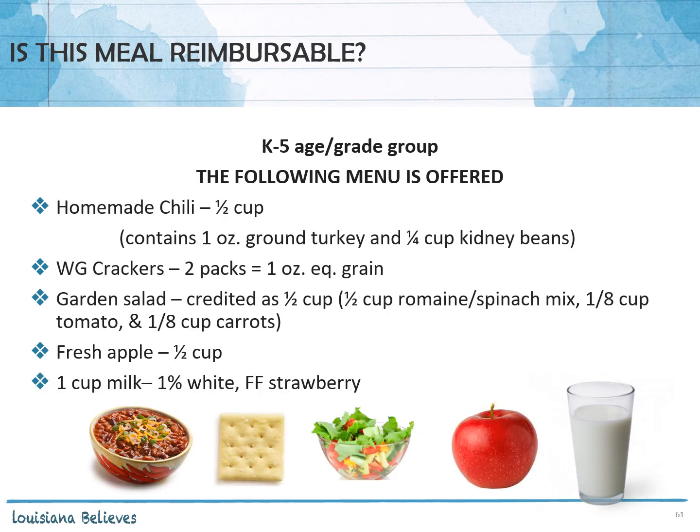Is this K-5 age grade group meal reimbursable? A half cup of homemade chili, which contains 1 ounce ground turkey and 1/4 cup kidney beans, 2 packets of whole grain crackers, which provide 1 ounce equivalent of grain, a half cup of garden salad, which provides a half cup romaine spinach mix, 1/8 cup of tomato, and 1/8 cup of carrot, a half cup of fresh apples, and milk choice, 1% white, and fat-free strawberry.